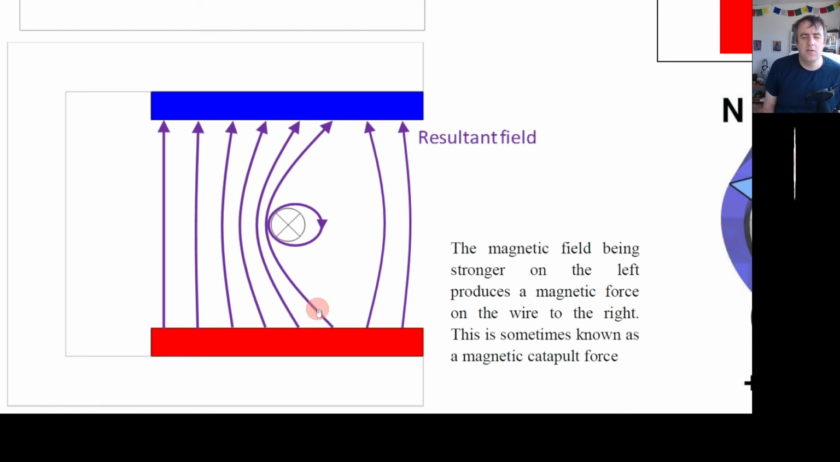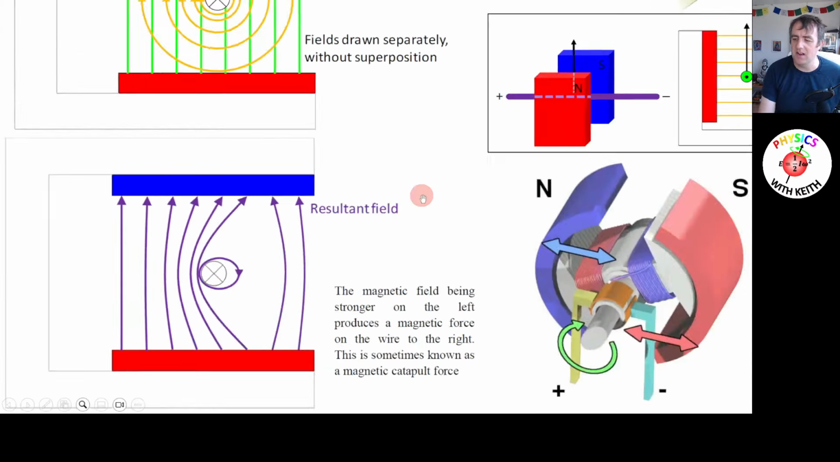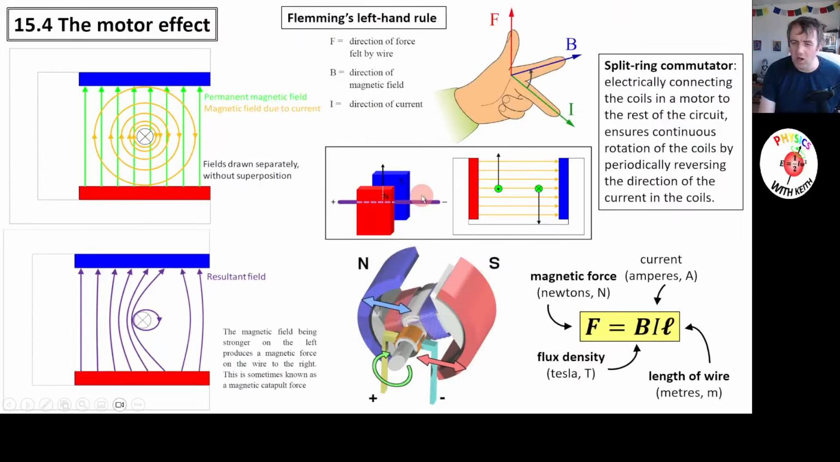So how does the universe rectify this problem of bent field lines? It tries to straighten them by pushing that wire to the right. Now that is a very naff way of visualizing and understanding what's going on, but it works and it will help you. Sometimes it's called the catapult force, the magnetic catapult force. That current carrying wire feels a force to the right in this magnetic field.